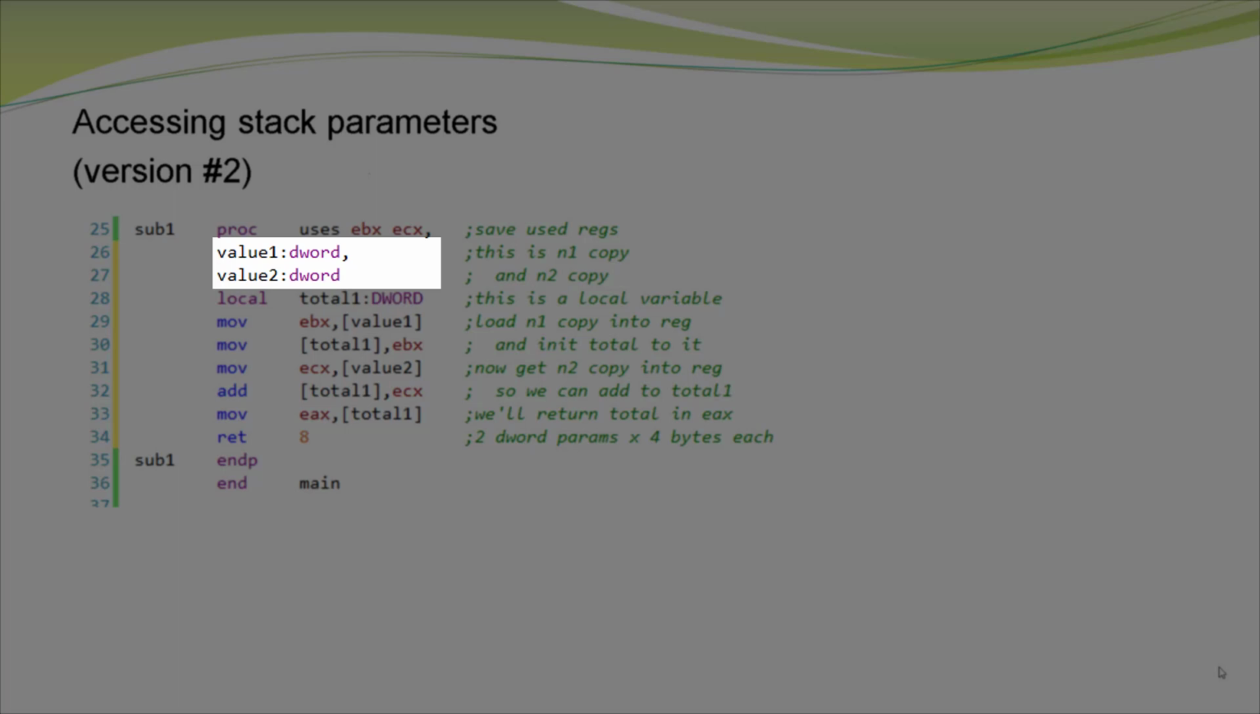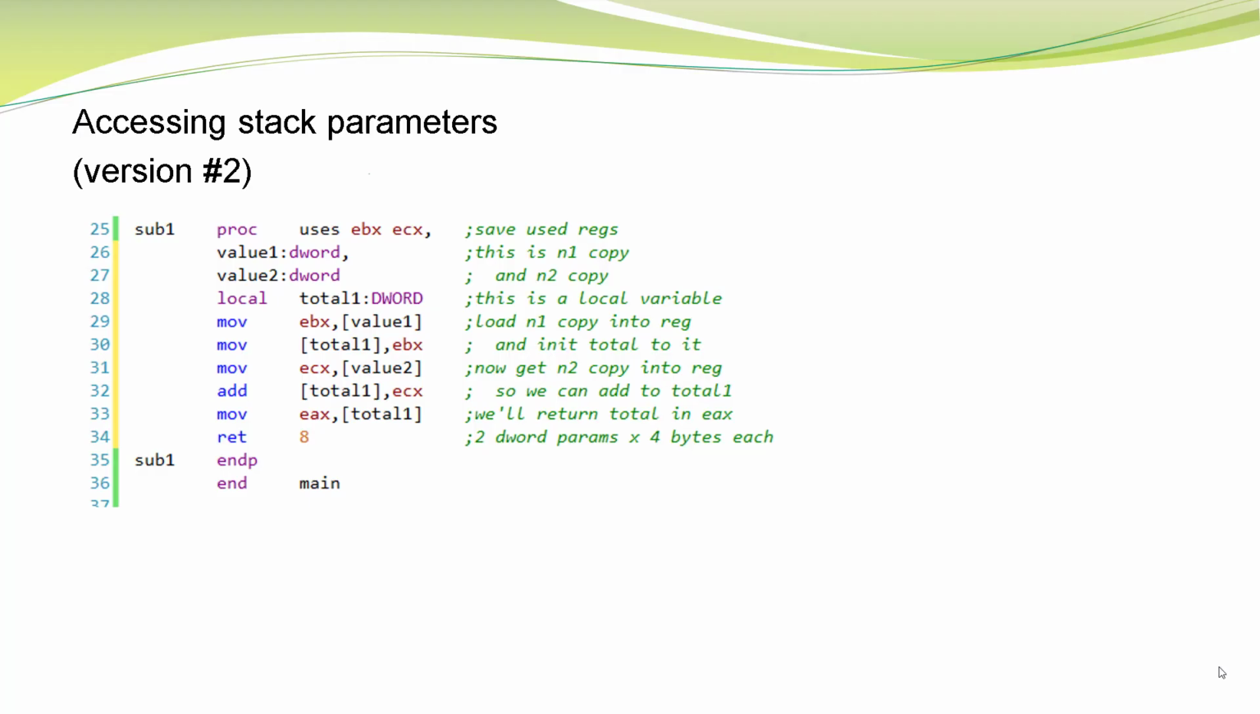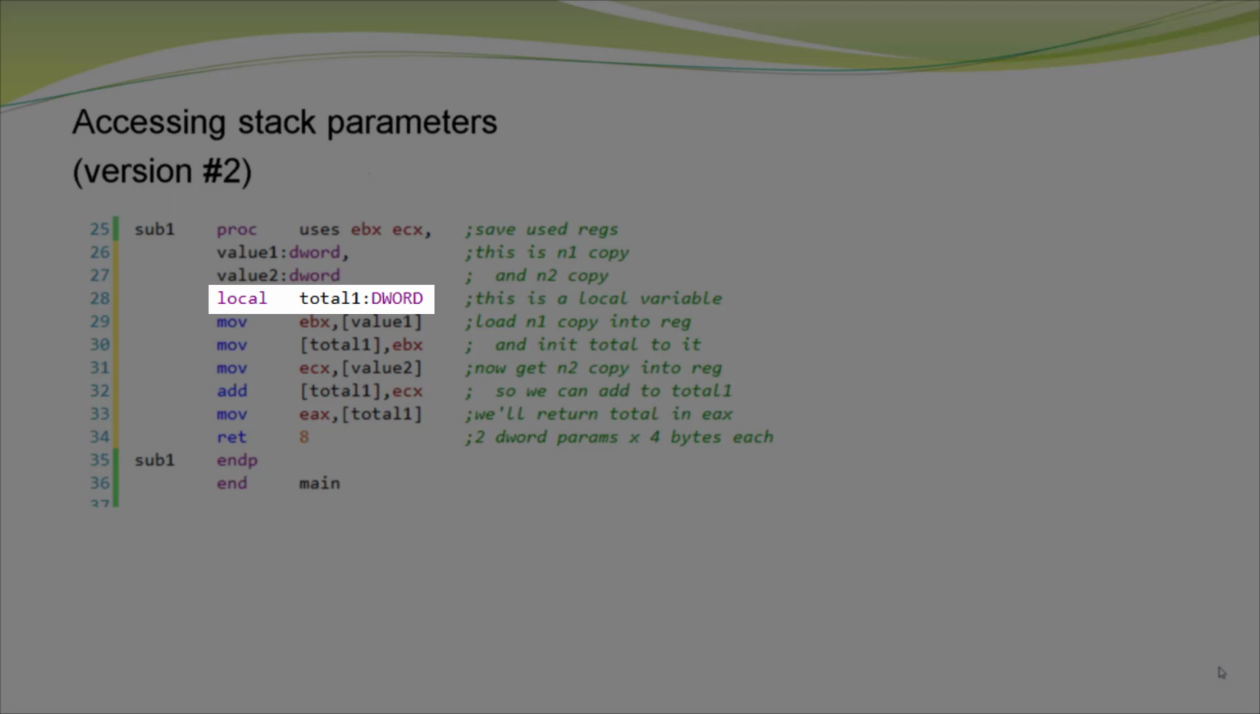In this example, value 1 is the first parameter, and value 2 is the second. Remember, we pushed them in reverse order. You separate those parameters by commas. After the last one, though, don't put a comma. Below that, we can declare our local variables. Here I'm calling a local variable total1, and I'm making it a double word.